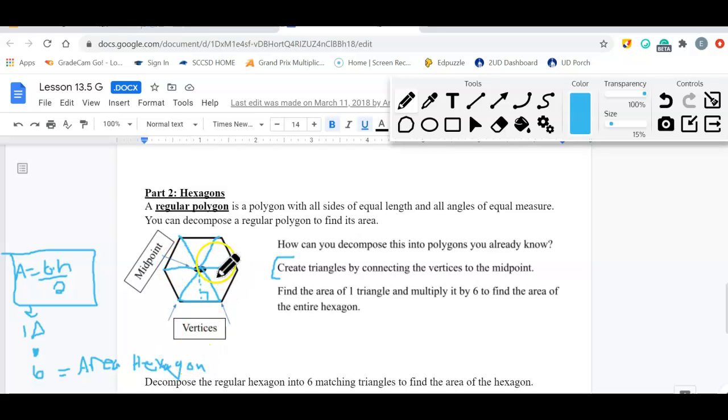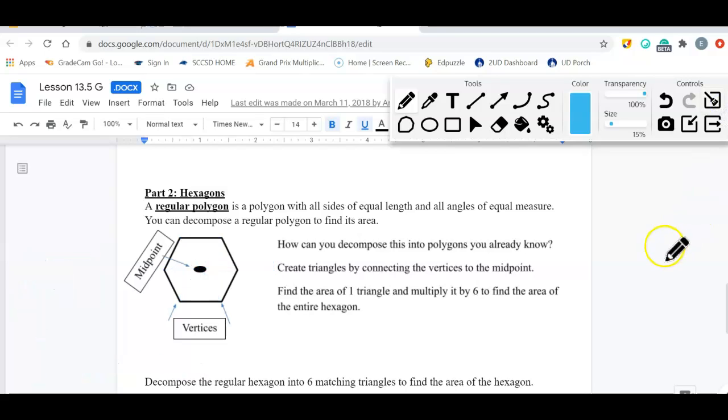So again, find the area of one triangle, multiply it by 6. Okay, again, that's one way. There is another way. Does anyone see it? They think they know. Think back to yesterday. What did I do? I just cut this into, yes, 2 trapezoids.